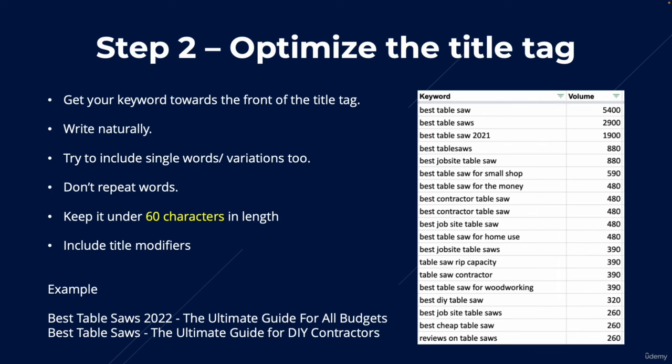So here's another example of a title tag. Best Table Saws, the ultimate guide for DIY contractors. Again, I've got the keyword towards the front of the title tag as that carries more weight. I've got a title modifier in there as well, the ultimate guide, and I've managed to include two different types of keywords. I've got DIY and I've got another word for contractors as well, which is actually listed quite a lot on the spreadsheet. And funny enough, a contractor table saw is actually a type of table saw. I've actually managed to play on the words and say this is a guide for DIY contractors, aka people who actually do DIY and will be using this table saw on a daily basis.